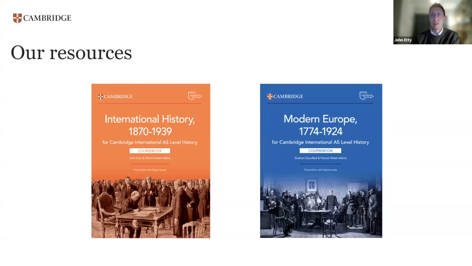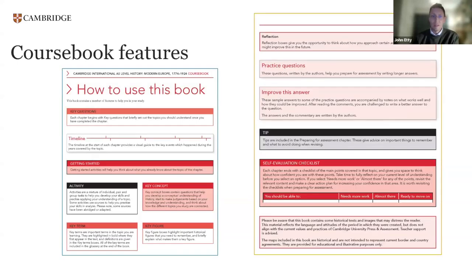The second thing that teachers said they wanted was additional support so that teachers can deliver the course content with confidence, and therefore the endorsed teacher resource to accompany the course books provides support for teachers with a focus on differentiation and unpacking the assessment.